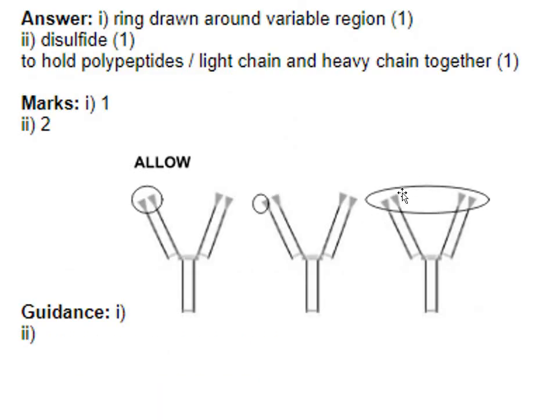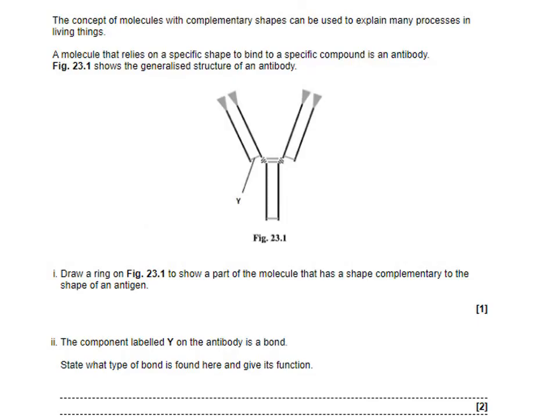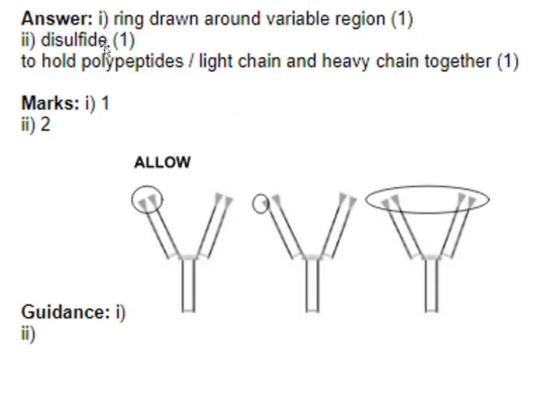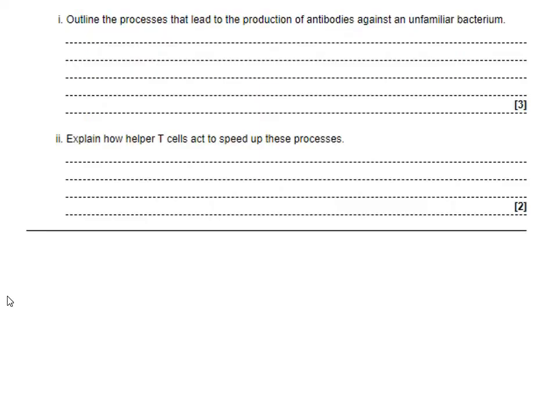And the answer: for the first section you should have circled around the top. This is the kind of thing you were allowed, so you could have just circled one side, although it should be both. This is the best answer you could have put, or maybe 2 circles around each side. And then for question 2, what type of bond is found there? We've got the disulfide bridges, which hold the heavy and the light chain together.